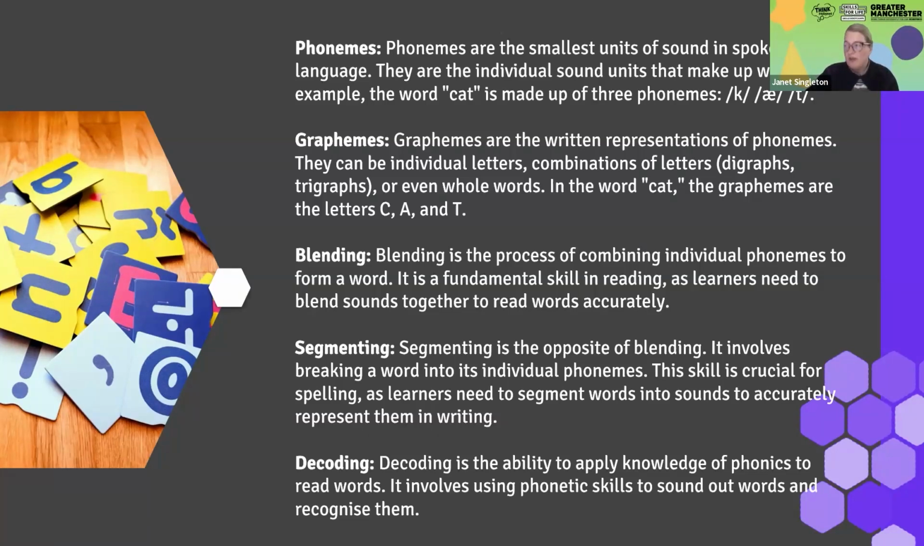Graphemes are the written representations of those phonemes. As I mentioned before, they can be individual letters or they can be combinations of letters. So, digraphs or trigraphs, and we will look at these in more detail, don't worry, or even whole words. So, in the word cat, the graphemes are the letters C, A, and T.